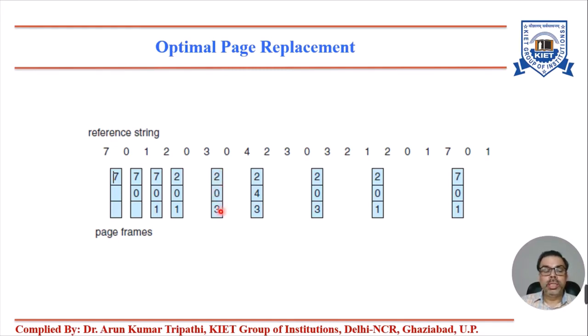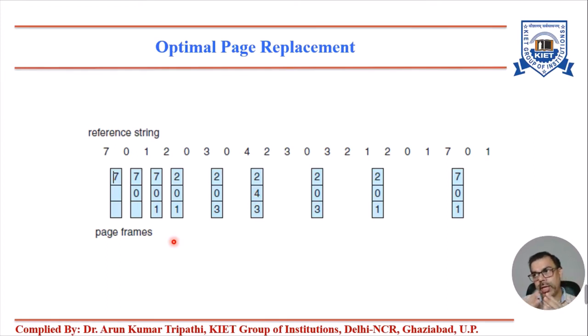0, 2, 0 and 3 are there. Then which will be replaced? So it will search 2, 0 and 3. So 2 is required here, 3 is required here. So 0 will be treated as the victim page and it will be replaced. So this is the process in the optimal.